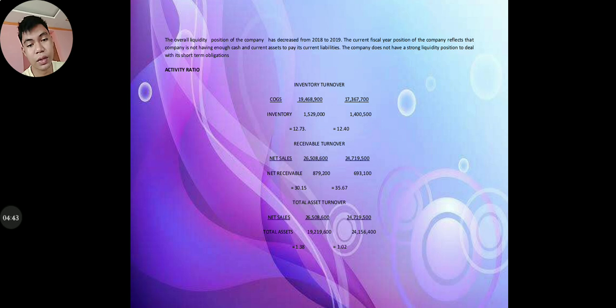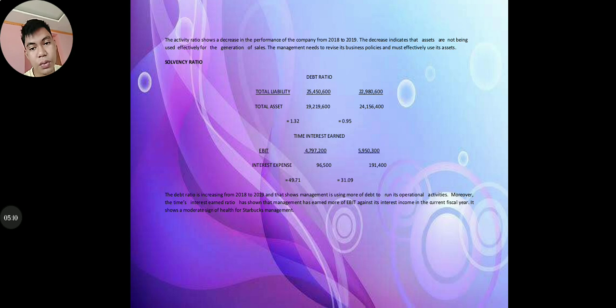Total asset turnover equals net sales over total asset: 25,508,600 over 19,219,600 is equals to 1.38. In 2018, 24,790,500 over 24,156,400 is equals to 1.02.